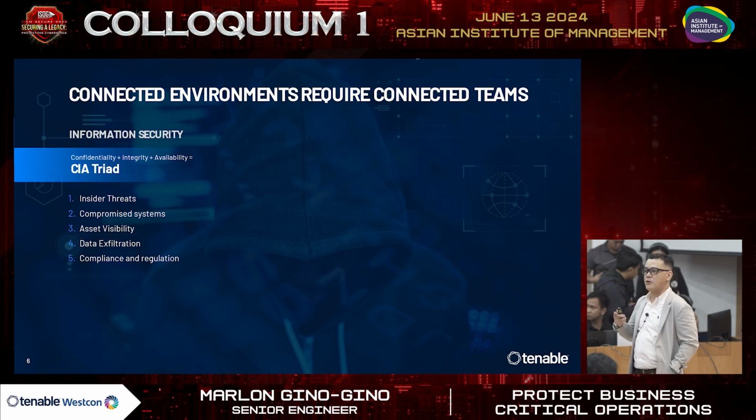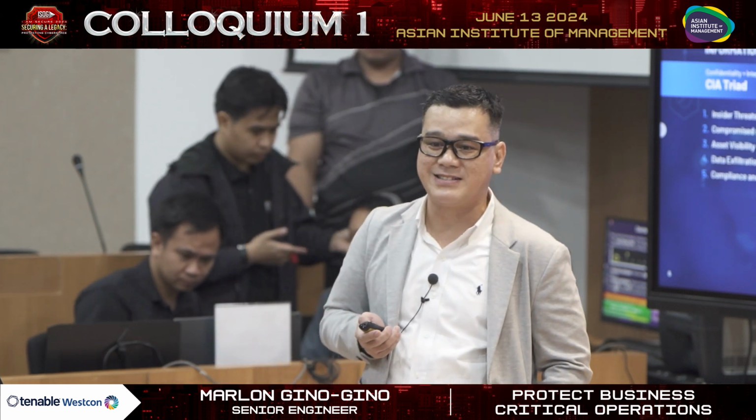So if you're part of the cybersecurity team, we will be looking at insider threats, compromised systems, as well as asset visibility, being able to understand what are the assets within the environment, and then of course securing the data. So if you're part of the information security team, you will be able to understand what you need to protect in terms of data protection, and of course compliance and regulations.